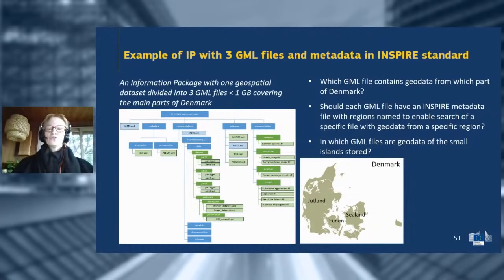But then if I have to find a specific file for an archival use of this information package, how do I know which GML file contains geodata from which part of Denmark? That's the question I have to be able to answer. And also, if I should put a metadata file for the geodata set in the information package, does that mean that each GML file should have an Inspire metadata file, where I describe all the regions covered in that file, to really enable a search of a specific file with geodata from a specific region? Is that how I should do it?